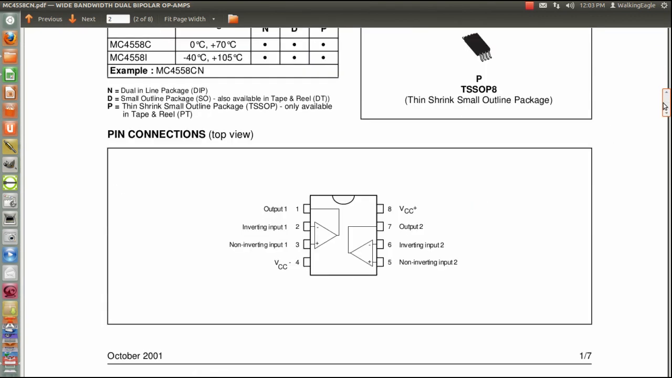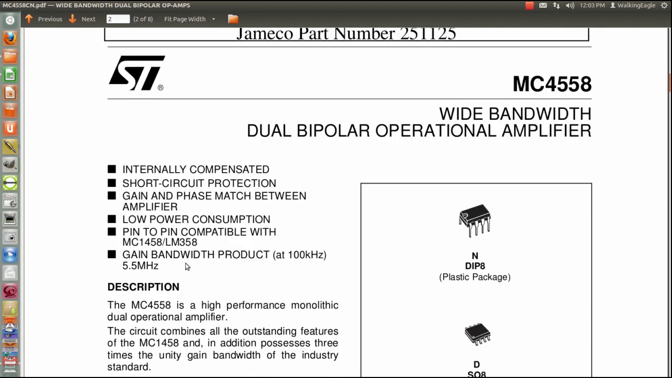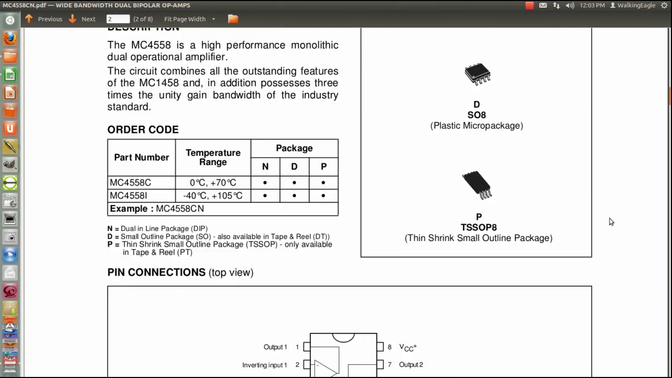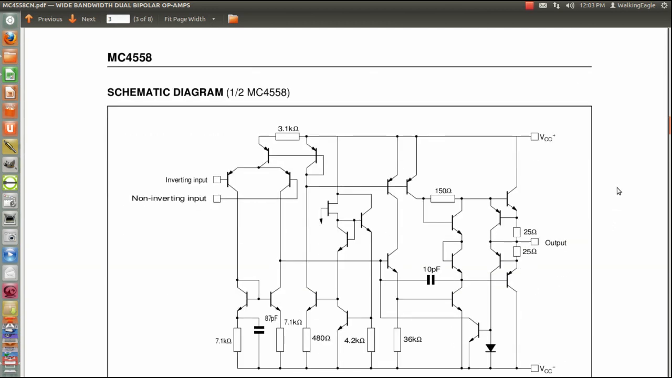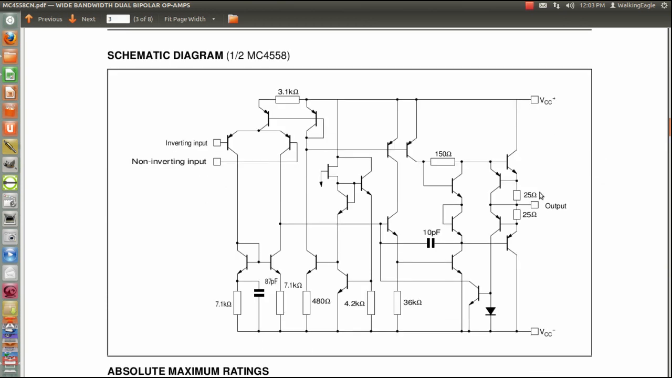So, very first page, we got a magic number right here, and we'll talk more about it. But most of this page is still the DC stuff that we had already talked about. We go to the second page of the data sheet, which is the third page of the PDF. As we look at it, we'll see that there are capacitors in this thing. And when there are capacitors, there's probably something happening to frequency response.